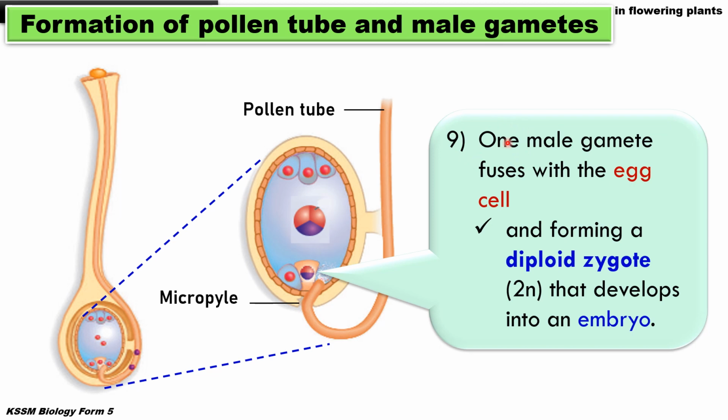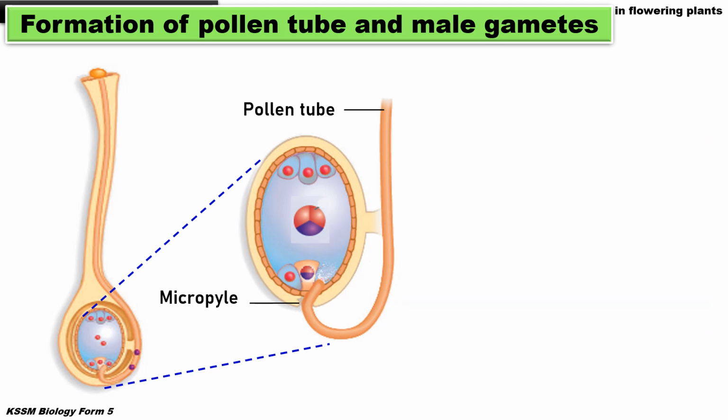Okay, so one of the male gamete from 2, one of it will fuse with the egg cell. Satu tu akan pergi kepada egg cell. So, male gamete ialah N. Egg cell ialah N. Haploid. So, haploid campur haploid, it become diploid zygote. Okay? And this diploid zygote will develop to become embryo. Boleh? Okay.